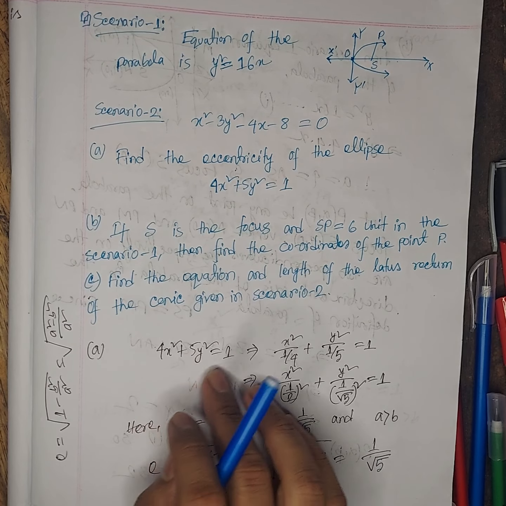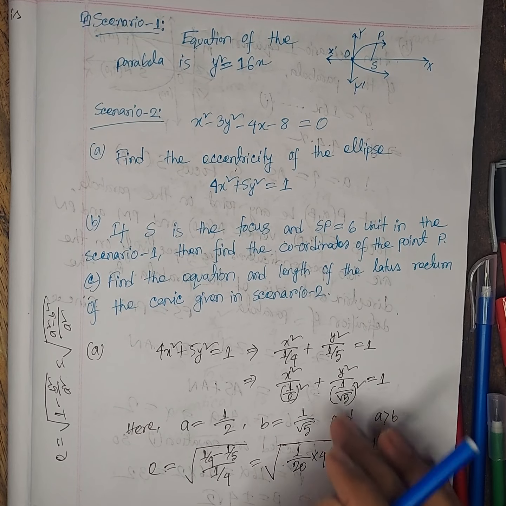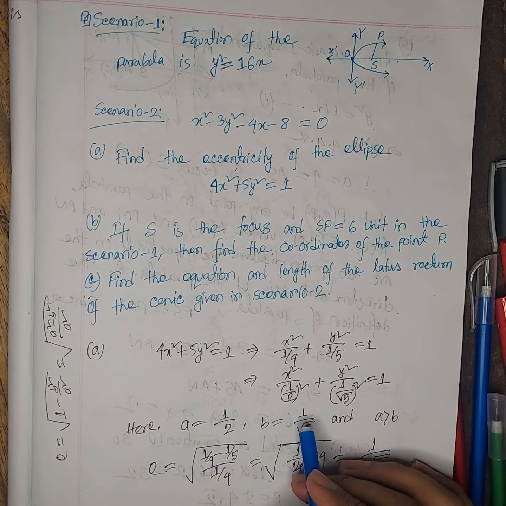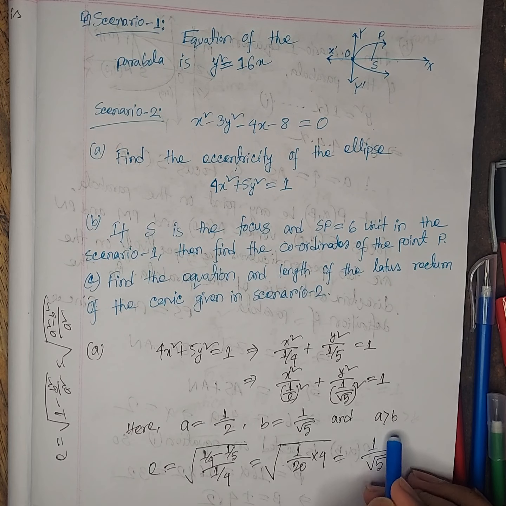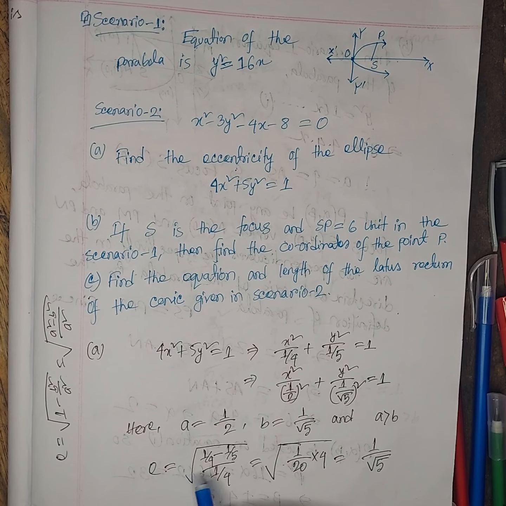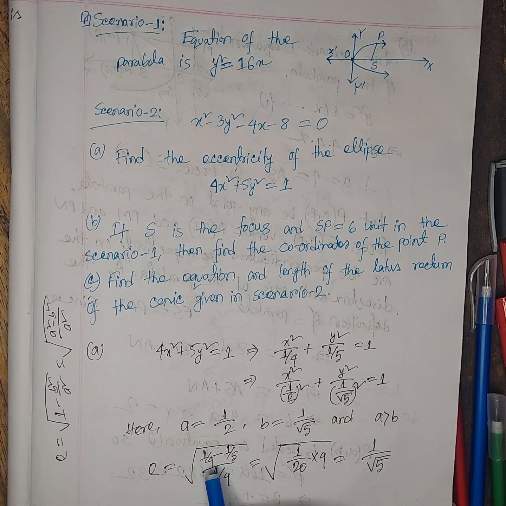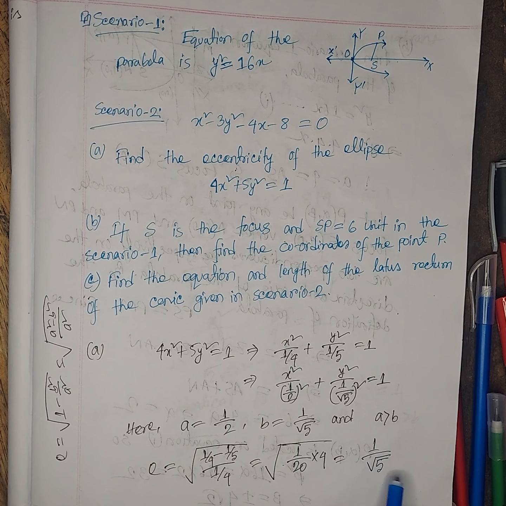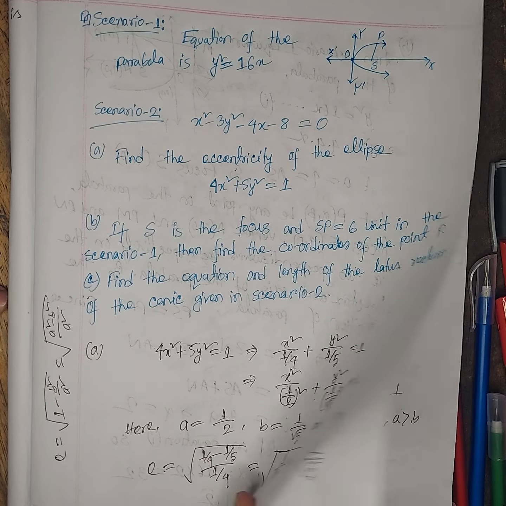Here is the equation. We can transform it into this form, where a is equal to 1 by 2, b is equal to 1 by root 5, and a is greater than b. Then the eccentricity is root over (a squared minus b squared) by a squared. Then 1 by root 5 is the eccentricity.